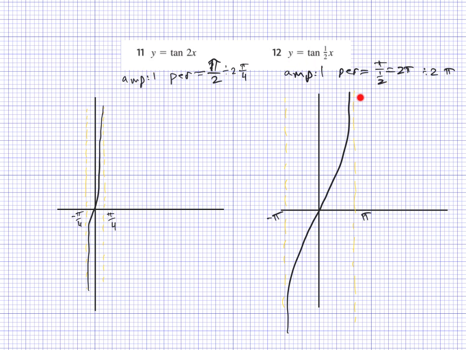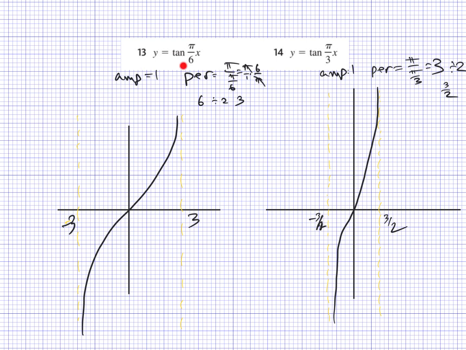Number 12, we have pi over the coefficient. Pi over 1/2 is pi times the reciprocal of this, and that's where we get 2 pi. Divide that by 2, and each of these distances are pi. And since we didn't shift left or right, then our origin is still where we're crossing the x-axis. So 1 pi to the left, we have our asymptote. 1 pi to the right, we have our asymptote.